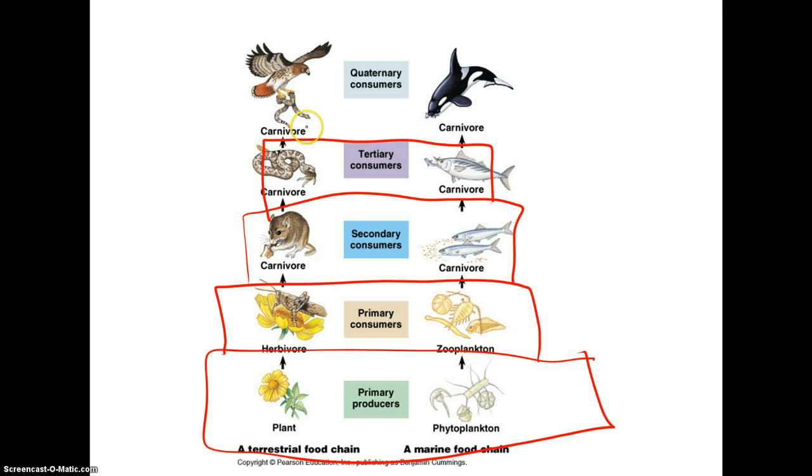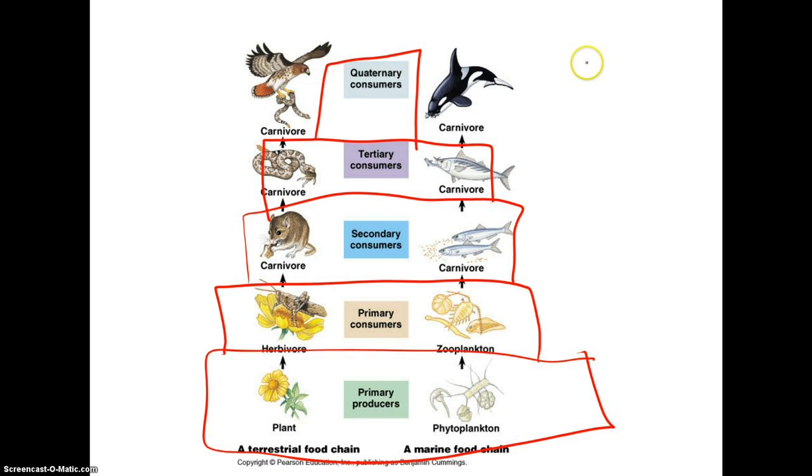They're going to get even less energy, and then we're finally going to get our quaternary consumers, which are going to get the least amount of energy, which is why in any ecosystem you're going to see far less consumers, the top level consumers, than you are the producers.